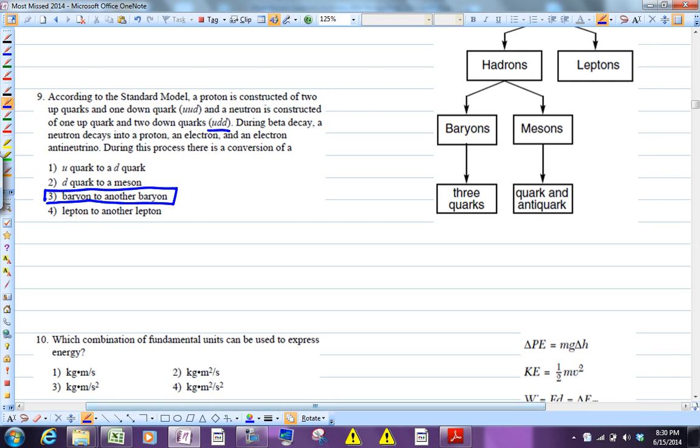Everything's either a lepton, which is one of those 6 particles, or you're made of quarks. If you're made of quarks, you're a hadron. If you're made of 3 quarks, you're a baryon. If you're made of 2 quarks, you're a meson.